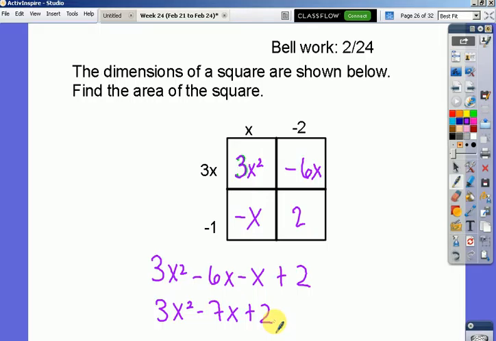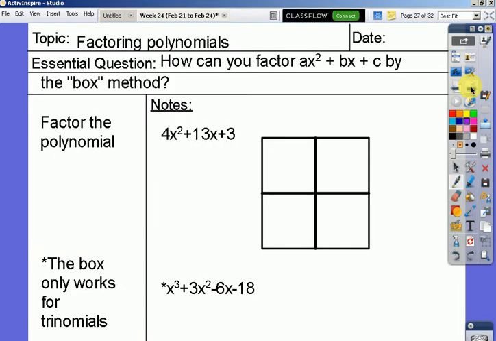So what is our job? We're going to go from here to here. Does that make sense? Okay, so how do we do that? It's actually not that bad. So again, we're tackling the same problems. It's still 7.6, but now the essential question is how can you factor ax squared plus bx plus c by the box method?